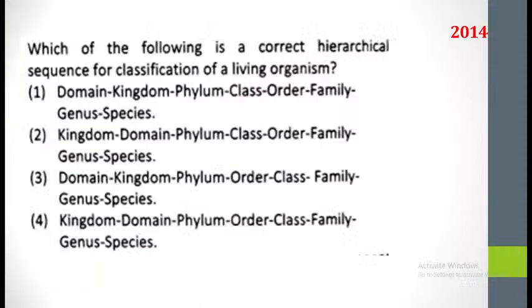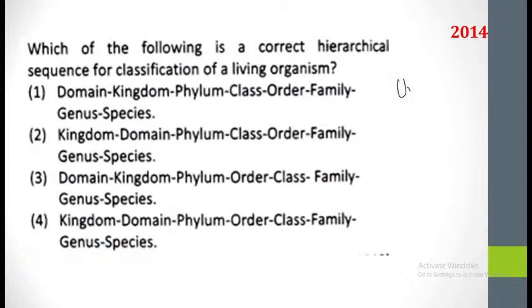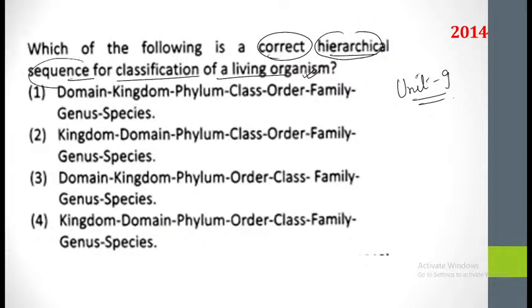This is the very first question for you all. The question is related to unit number 9. Okay, and the question is saying, which of the following is the correct hierarchical sequence for the classification of a living organism? Okay, so just try to find the answer for this question. Question is saying you have to tell the correct hierarchical sequence for the classification of the living organisms. 4 options in front of you. Try to find the answer for this particular question now. Take your time, read the question carefully, and then mark the answers in the chat section.